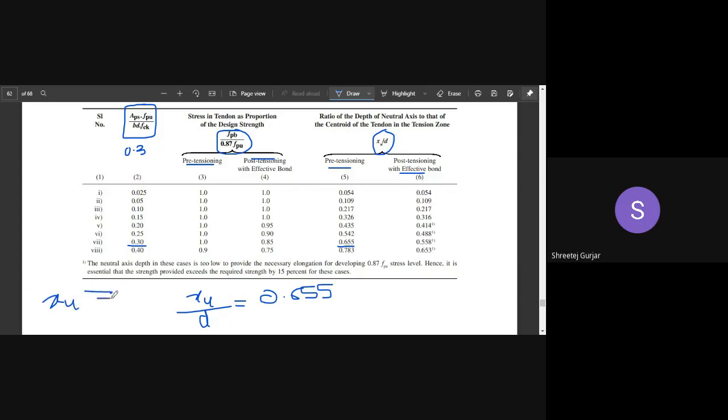So XU will be equal to 0.655 into D. The effective depth of the beam will be known to us, and hence you can calculate XU. So this table is very helpful.